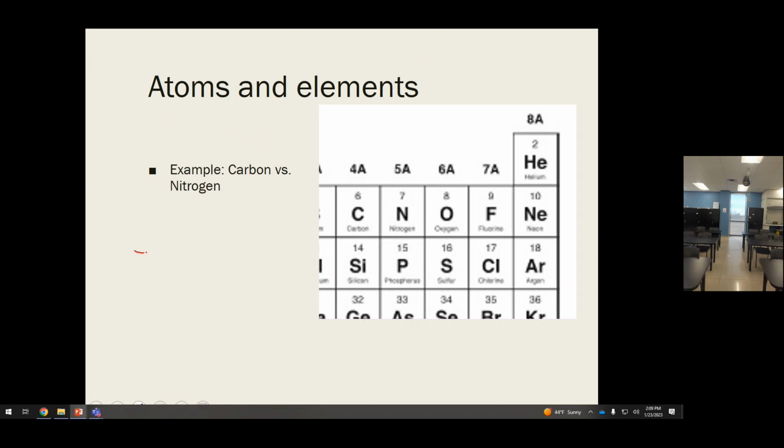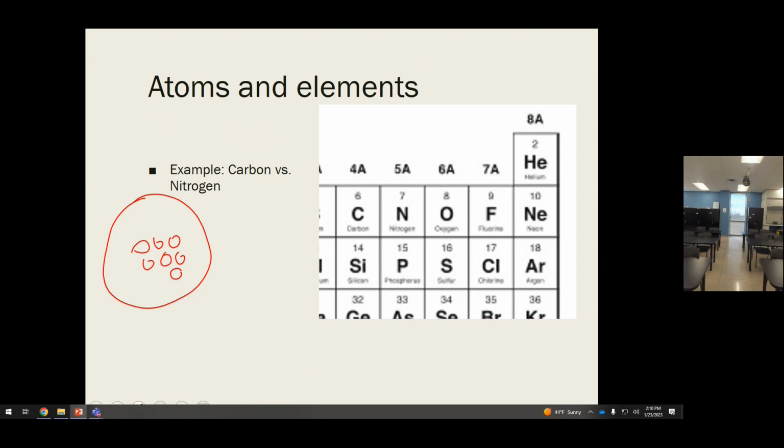So let's draw a carbon nucleus. 2, 3, 4, 5, 6. I'm just drawing the protons, sorry, and I'm going to draw the electrons. We're leaving the neutrons out of the equation because they do not matter to the identity of the element. If I add another proton, this is no longer carbon, it is now nitrogen.